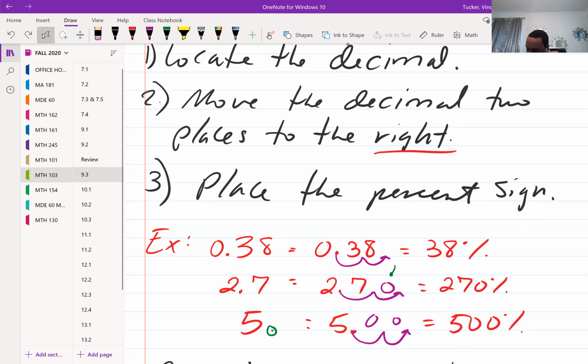All right, next one, percent as a fraction. So remember we mentioned before when we first started talking about percent that the percent sign represents 1 over 100. So we're going to replace the percent sign with 1 over 100 if we're trying to convert the percent to a fraction. Replace the percent sign with 1 over 100 and then multiply and simplify if necessary.